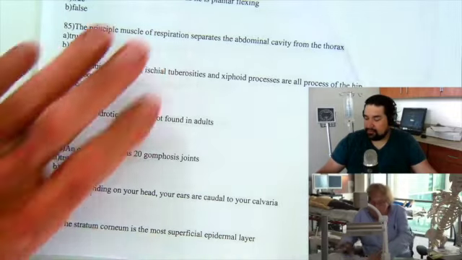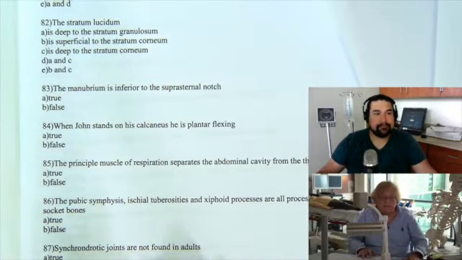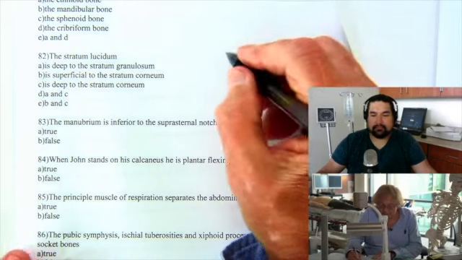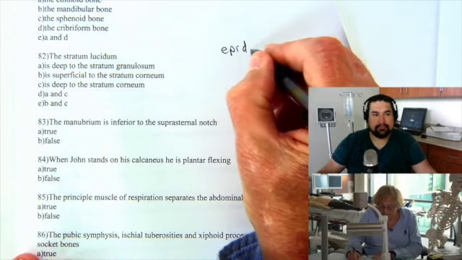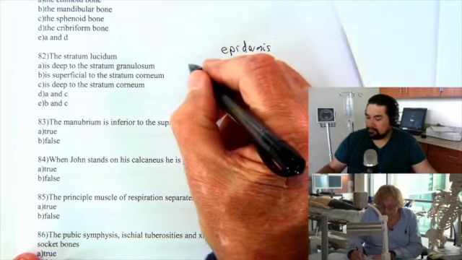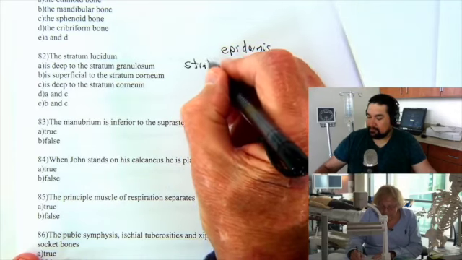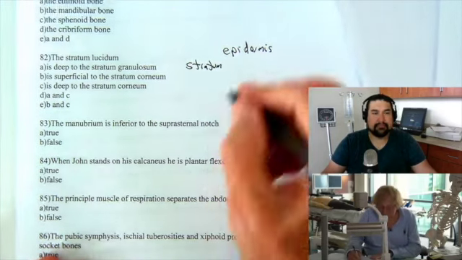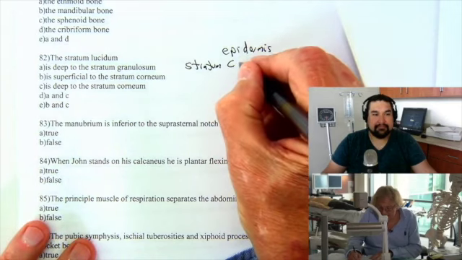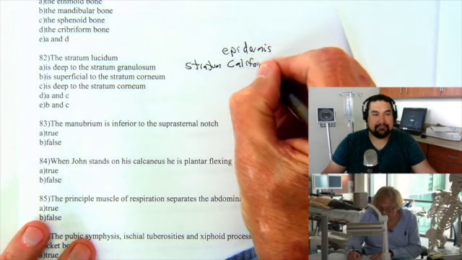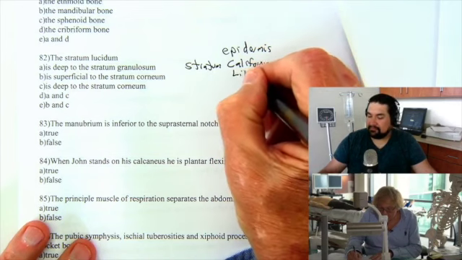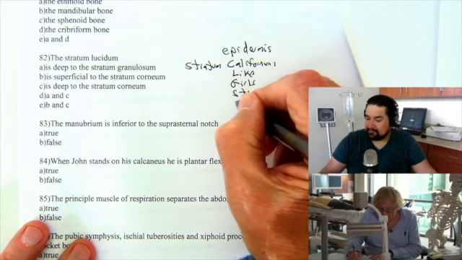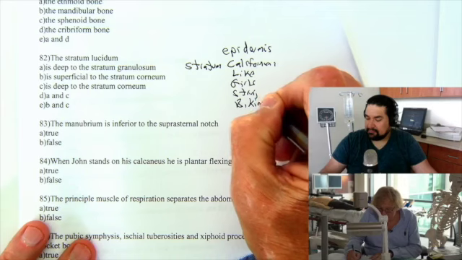82. Okay, 82 is actually talking about the stratum lucidum. Remember, what we're really talking about here is the layers of the epidermis. They're all going to be stratum, which means layer. I told you there's a mnemonic, Californians like girls in string bikinis. You'll see that in every medical textbook for years.